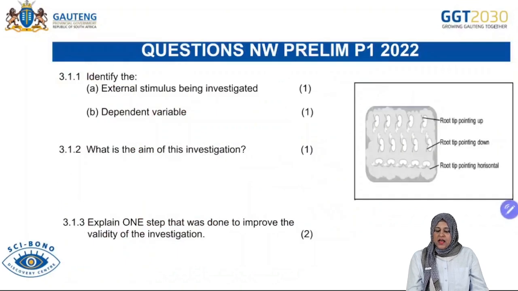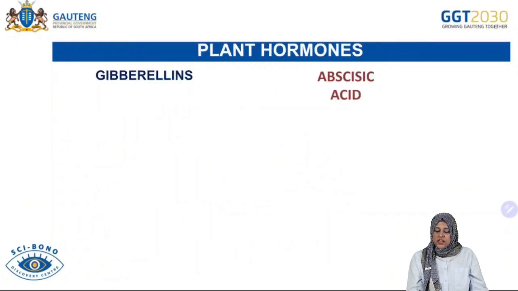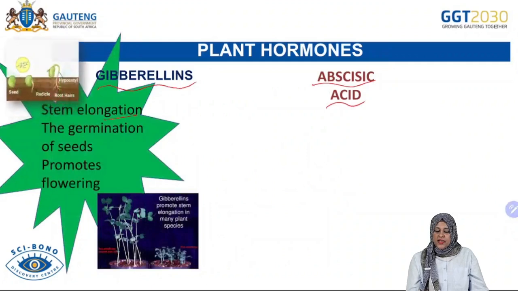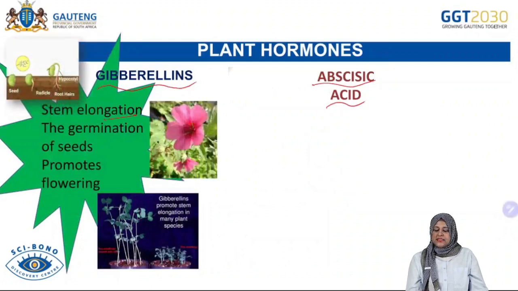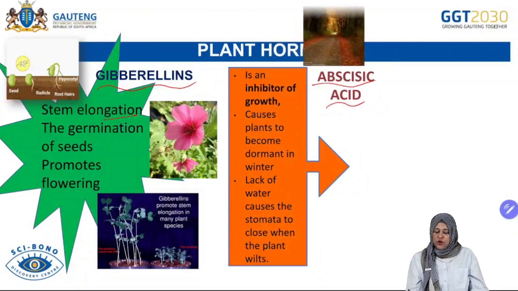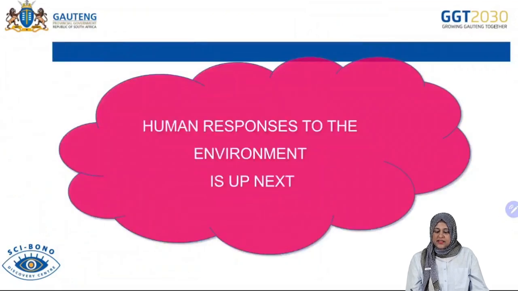Okay, I'm going to look at the other hormones that you need to know besides auxins. So as I said, you have this. You will look at the presentation and the worksheet. The other two hormones are gibberellins and abscisic acid. What are gibberellins for? Stem elongation, the germination of seeds, and it promotes flowering. Okay, you can see there. And abscisic acid is an inhibitor of growth, causes plants to become dormant during winter. Lack of water causes stomata to close when the plant wilts. So that's trying to protect that plant.